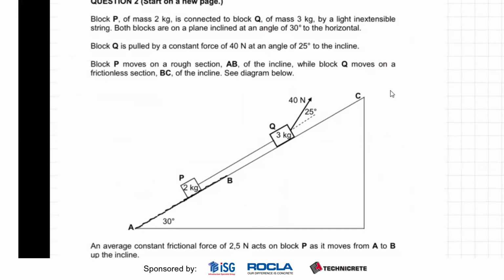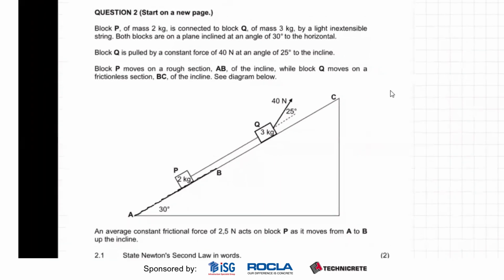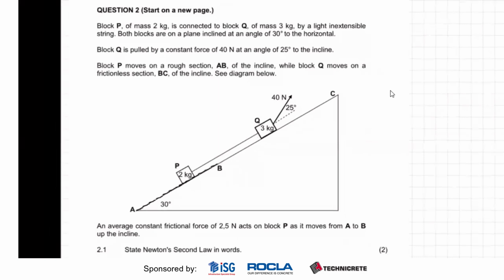The block at the top of the slope, which is block Q, is 3 kilograms and it's being pulled with a force of 40 newtons at 25 degrees to the surface that we're pulling it to. And block P is attached to block Q. Block P is 2 kilograms, and block P is currently on a rough section of the slope and it's rough between A and B. Okay, so that is what is happening in this question.